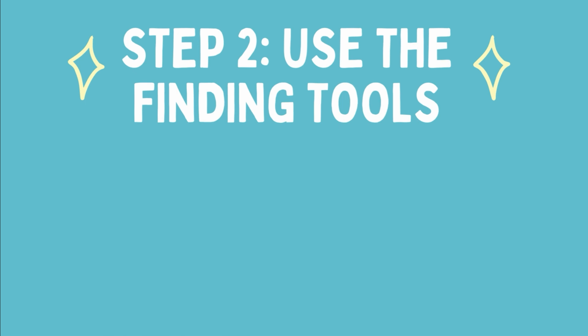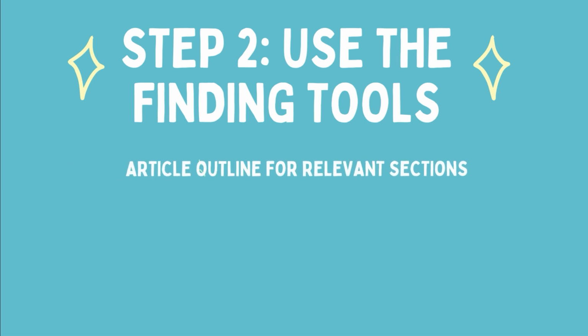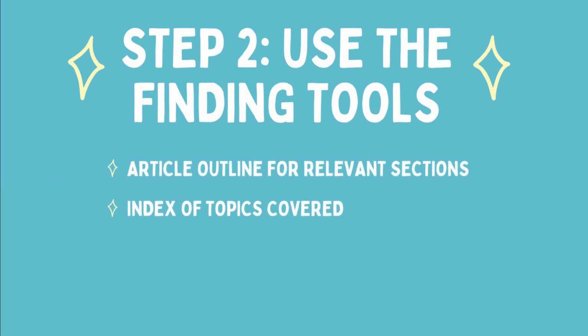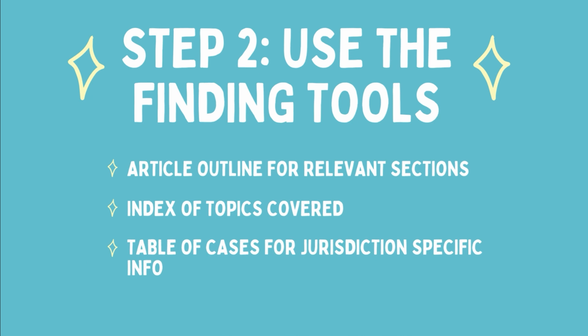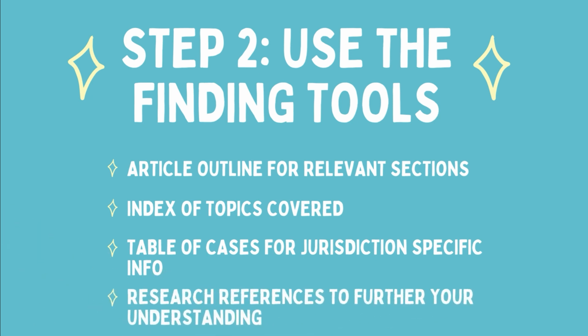Now that you've used your wily ways to find an ALR, what do you do with it? An ALR can be hundreds of pages long, so it's helpful to know how to navigate them quickly. You will do that through the use of the finding tools you've been given, namely an article outline, a topical index, a table of cases sorted jurisdictionally, and other research references. Before we go and take a look at these, let me give you one last reminder.